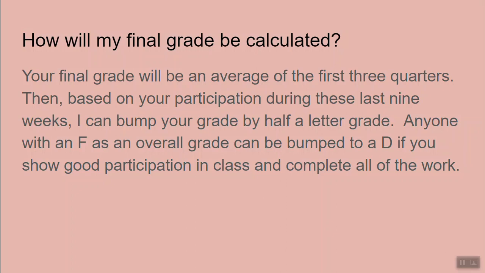And the last question that I have been asked several times is, how will your final grade be calculated? Your final grade will be an average of the first 3 quarters. Then, based on your participation during these last 9 weeks, I can bump your grade by half a letter grade. Anyone with an F as an overall grade can be bumped to a D if you show good participation in class and complete all of the work. So there's still hope. If you feel like you're failing for the year and that there's no hope, there is still hope. But I need to see that work from you to show me that you are here and ready to learn. All right, so now I'm going to show you some other things.